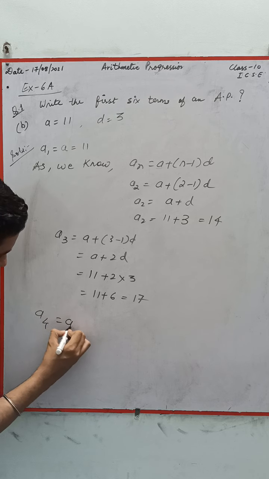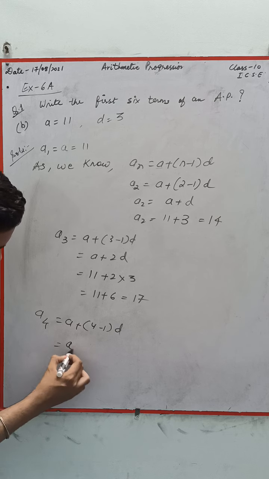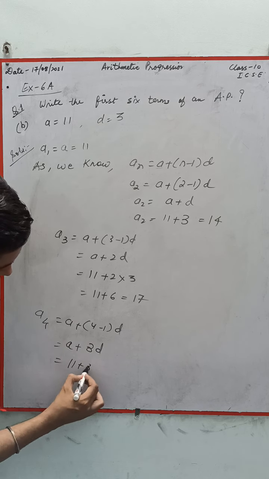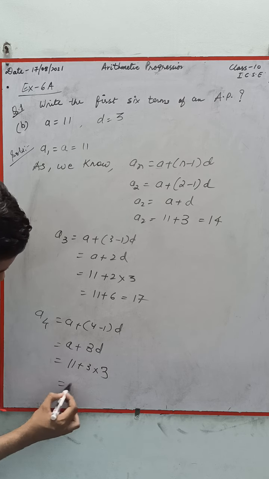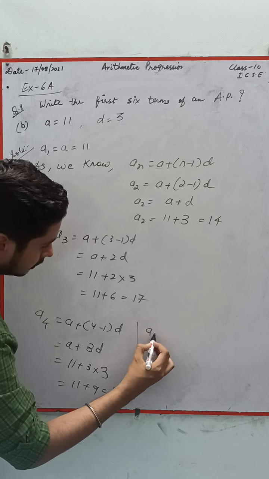What will be the fourth term? a plus (4 minus 1) into d, which is a plus 3d. a is 11, 3 into 3, 11 plus 9, which is 20. So you got the fourth term.